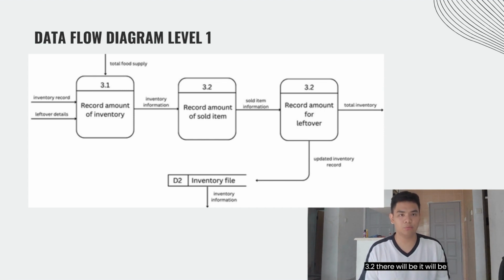In this 3.2, the inventory information will be processed and recorded and will be processed into sold items information, and then it will be passed to the third sub-process, which is 3.3, under the name of record amount for leftovers. And there will be 2 outcomes from this process, which is the total inventory will then be passed through to the fourth process in the level 0, and the other part of it will be stored in the D2 data store, which is inventory file.